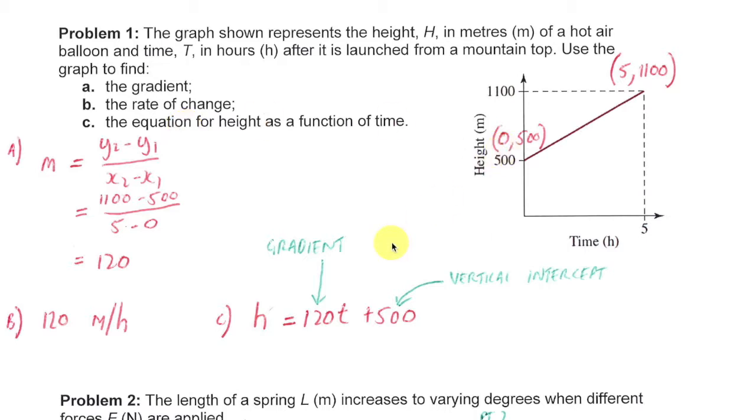So of course the equation for this, we're going to have h for height is going to equal the gradient, 120 times the time that goes by, plus the vertical intercept, so that 500 there. And this makes sense because if time was 0, then the height would be 500. So in other words, the mountaintop is 500 meters above sea level. That's where we've begun from.